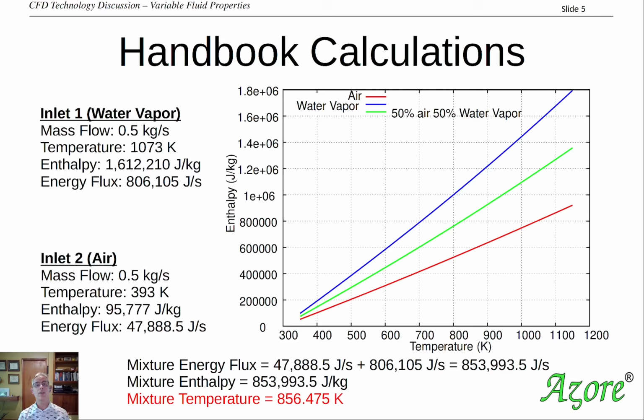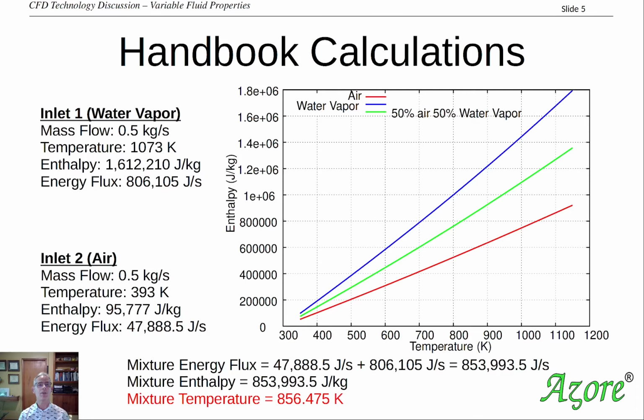So now we know what the geometry of our system looks like. We know the flow conditions, the operating conditions that we would like to simulate using our CFD tool. The next thing we should do is some handbook calculations to get a feel for what we would expect to get out of our CFD simulation.